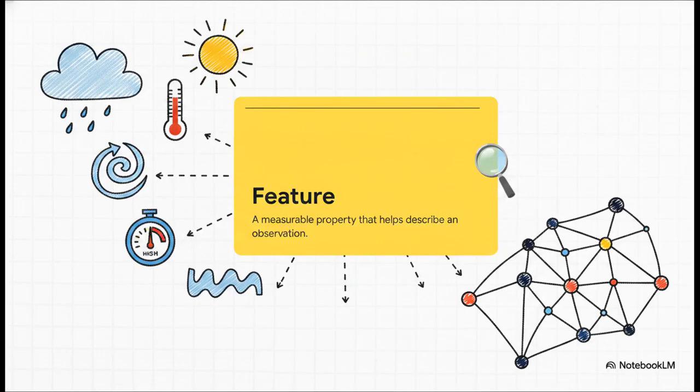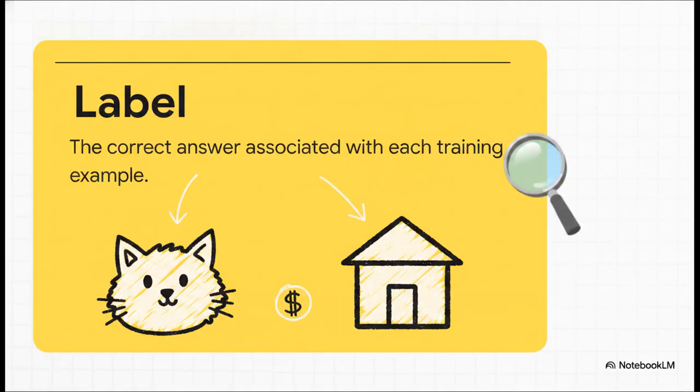Then we have the label, which is sometimes called the target variable. The label is basically the correct answer, the specific objective we set for the machine to predict. For instance, if we're feeding a system real estate features like square footage and the neighborhood, the label would be the final selling price of the house. We provide the features, we give it the label, and let the algorithm mathematically figure out the path between the two.